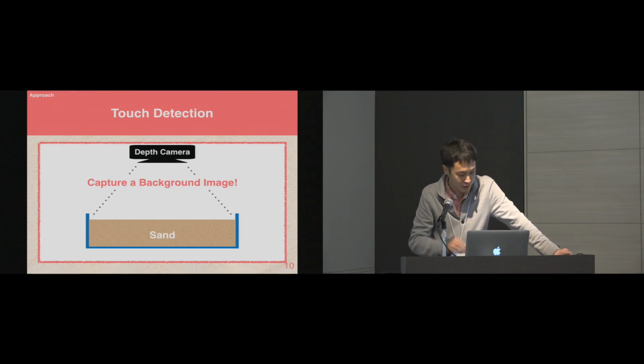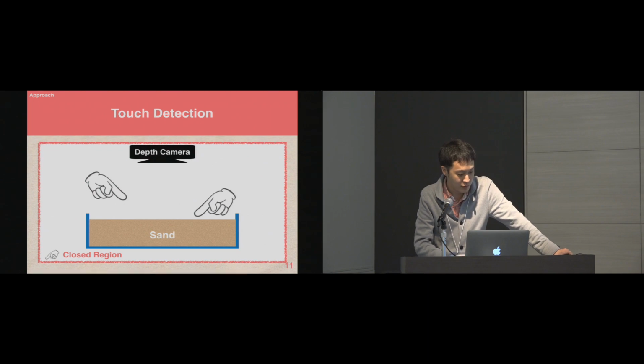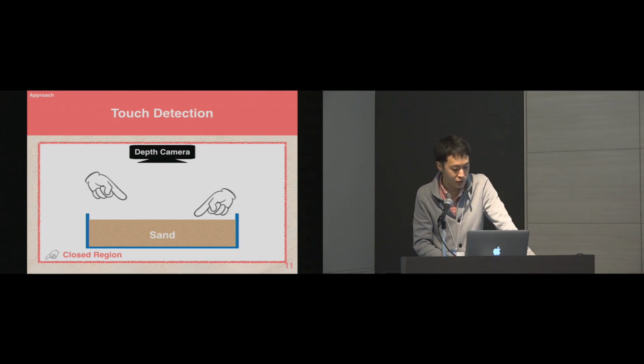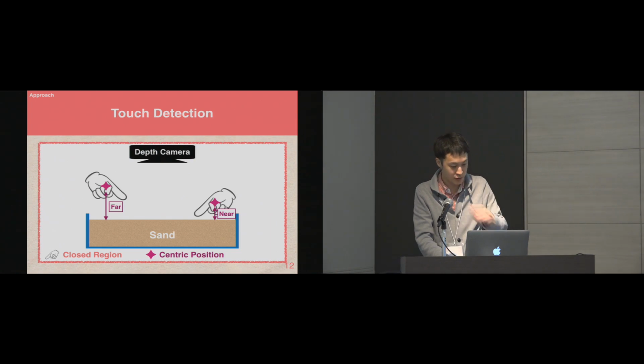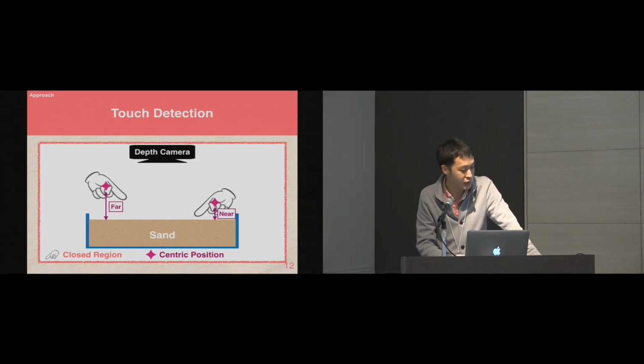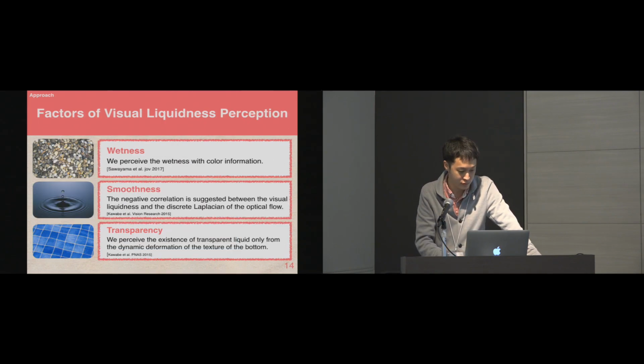First, a depth image in a state where no interaction is performed is acquired as a background image. Next, we take the distance from the background and depth image obtained for each frame and evaluate the difference image for each closed region. Thereafter, if the distance of the centric position of each region is equal to or smaller than the threshold value, the region is regarded as a touch region.